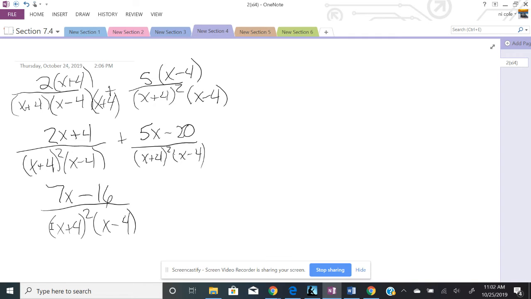I put it in like this because I don't want to do extra parentheses. It just means a little bit less typing for me. So that's how I go with it.